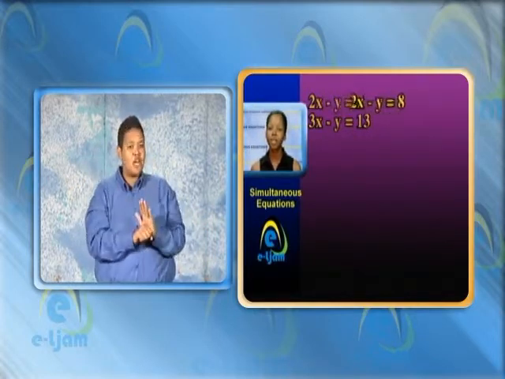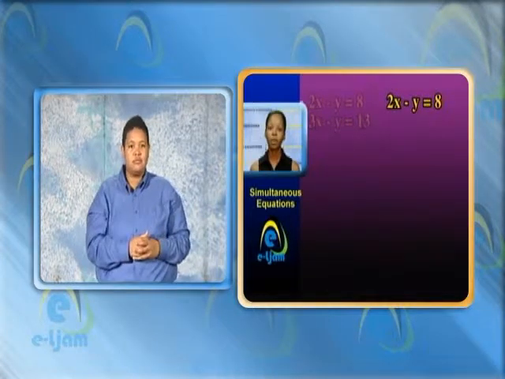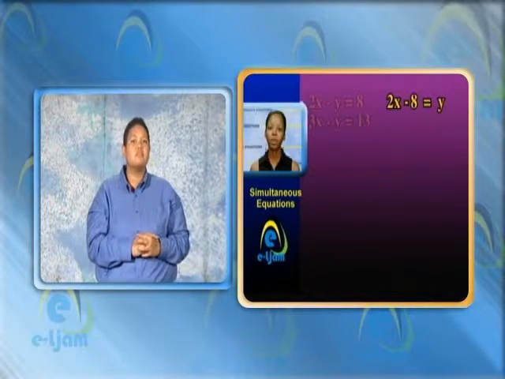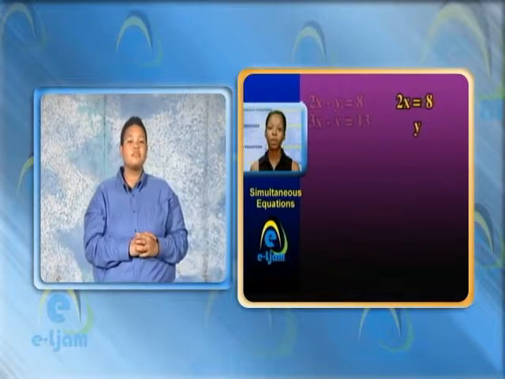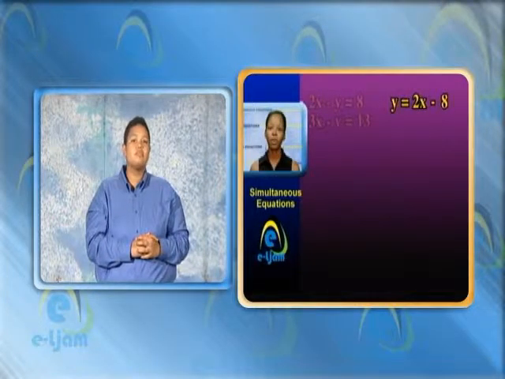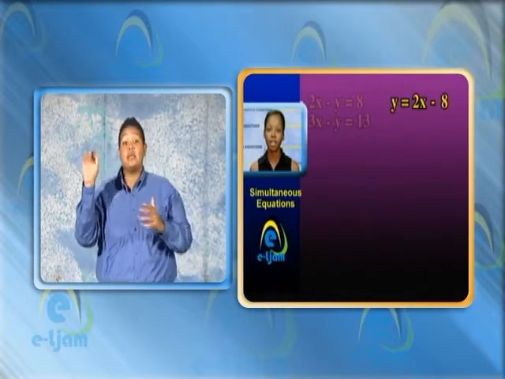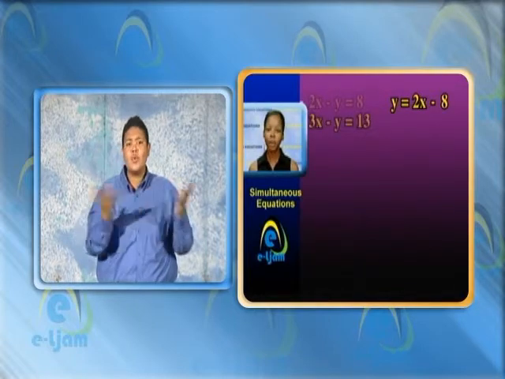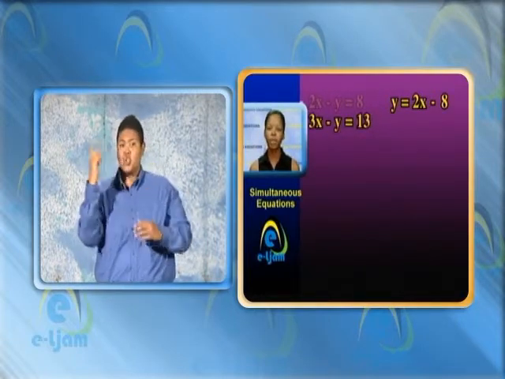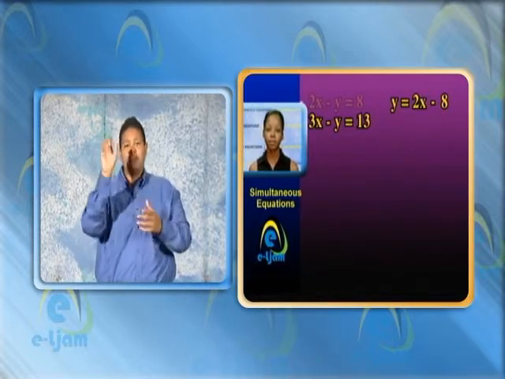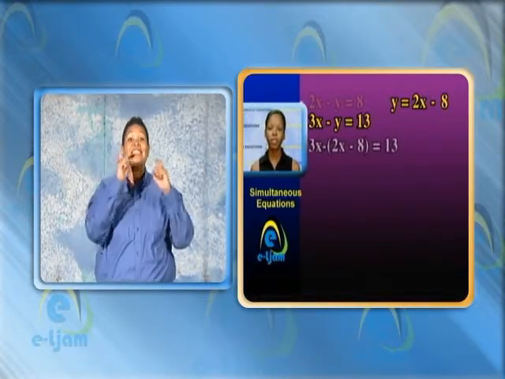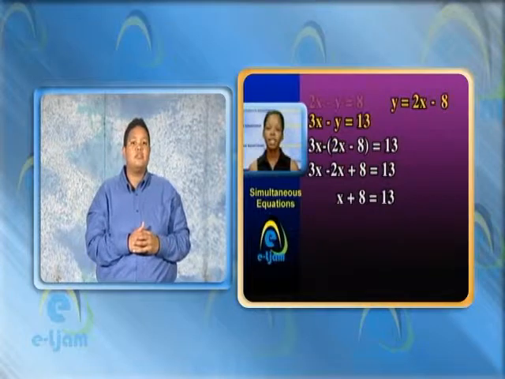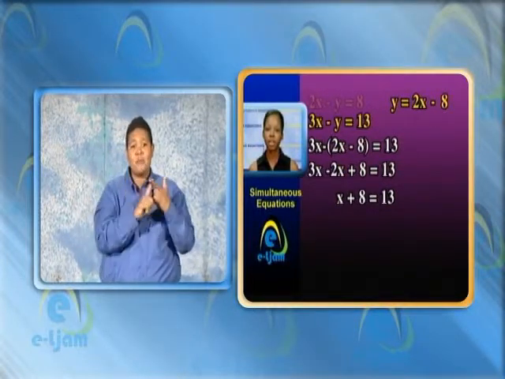But let's choose equation 1. Therefore, y equals 2x minus 8. Since y is now equal to 2x minus 8, it means that anywhere we see y in equation 2, we replace it with 2x minus 8. This gives 3x minus 2x minus 8 equals 13. This is simplified to x plus 8 equals 13.